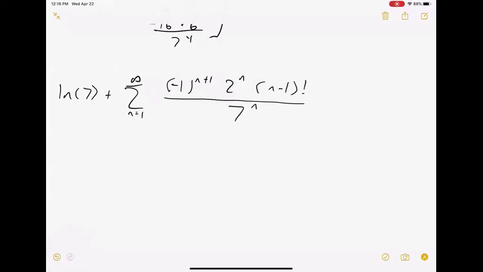Over 7^n, and then all that's over n factorial, right? All right, so it looks really ugly. Let's start simplifying.